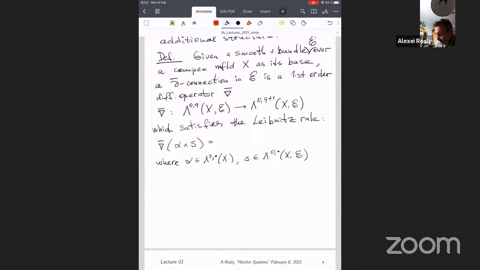So if we act on such a product, it should fulfill the following: it's the same as acting first with the ordinary Dolbeault operator on alpha, plus or minus 1 to the degree of alpha, times nabla bar acting on S. That is the natural Leibniz rule. And the final sentence in the definition is that the nabla bar connection is called flat.